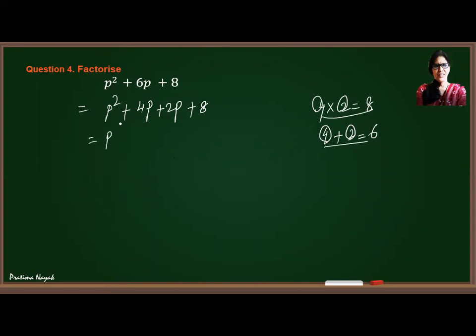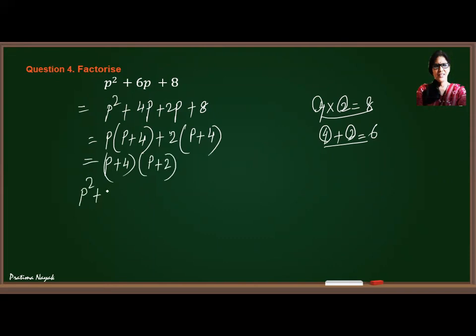So p plus 4 common. Next is plus 2 common, p plus 4. From out of these two terms, I'll take p plus 4 common. Then for first, p will be left, second 2 will be left. So the answer is p square plus 6p plus 8 is equal to p plus 4 into p plus 2.